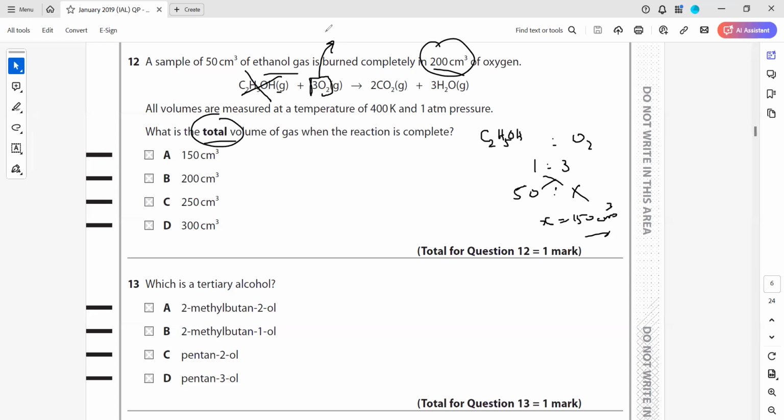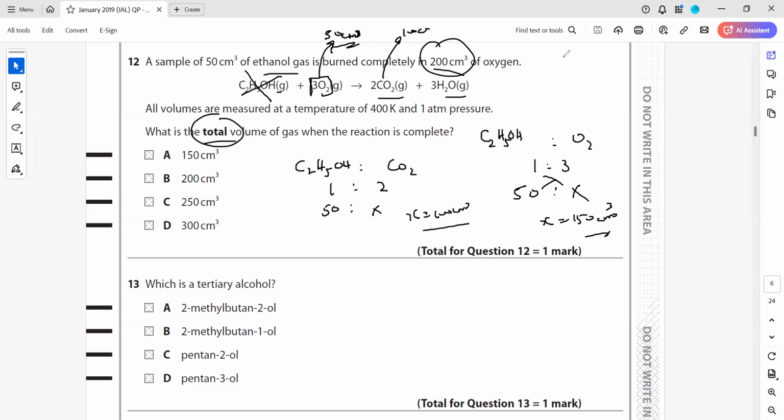200 was the total, 150 is reacted. So 50 cm cube of unreacted oxygen. Then carbon dioxide and water vapor are both gases, so we'll take a ratio, and we always take the ratio from the limiting reagent. As ethanol is the limiting reagent, the ratio between ethanol and carbon dioxide is 1:2. So if we have 50 cm cube of ethanol, x cm cube of carbon dioxide will be 100. So 100 cm cube of carbon dioxide will form.